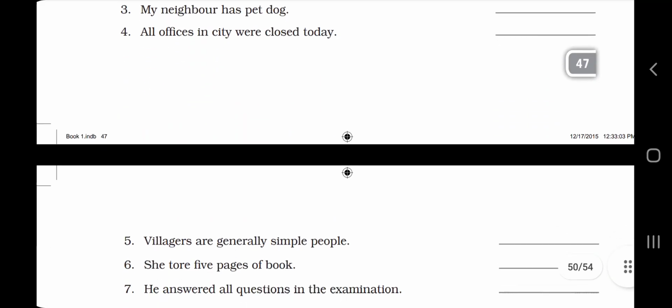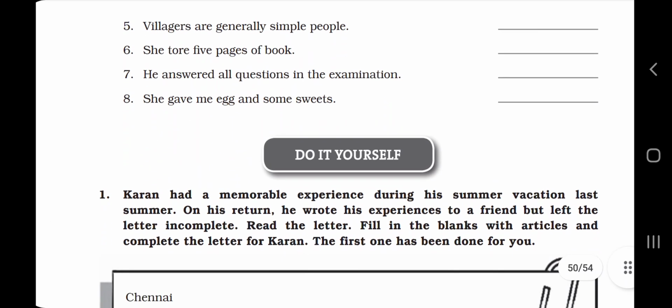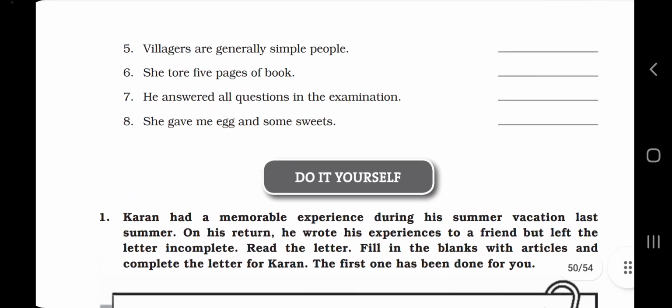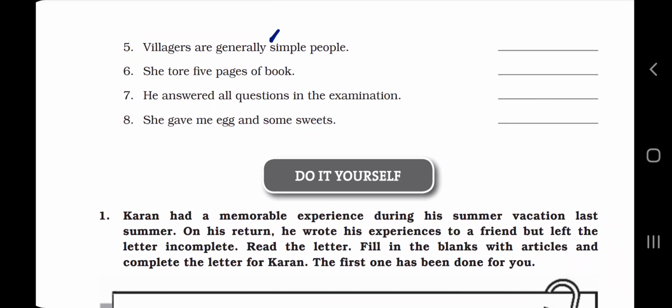Let's move to the next page. Villagers are generally the simple people. Okay, because we are talking about village people, so we are talking about a definite, some proper person, a specific group of people. She tore 5 pages of a book. Here, a book. He answered all the questions.